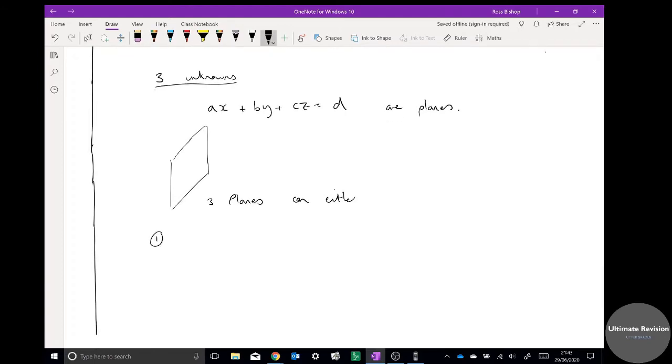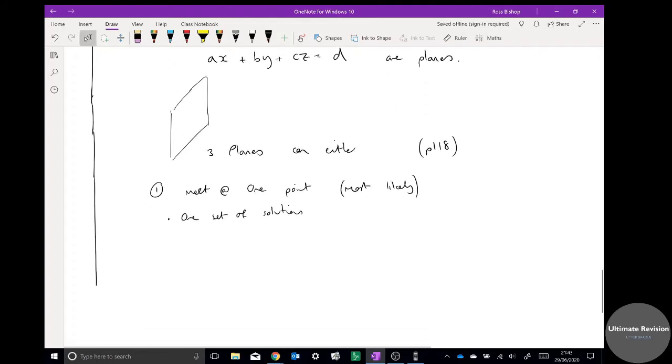Now please refer to page 118 here from the textbook, because the diagrams are much better than I can draw. So planes can either meet at one point. Just to visualize three planes, they can meet at one singular point. Again, if you look on page 118, it will show you that. And this is the most likely. If you were to pick three random planes, the most likely thing is they would meet at one point.